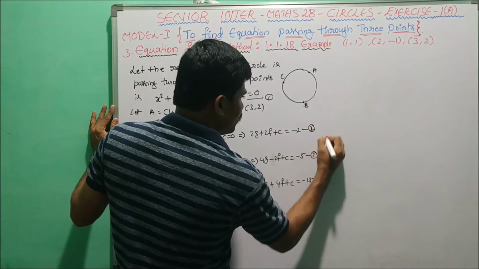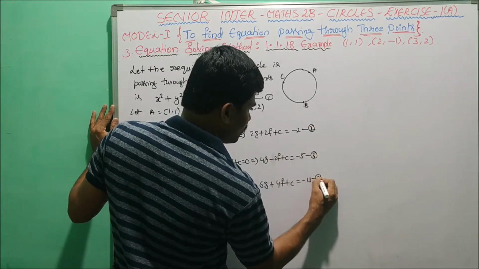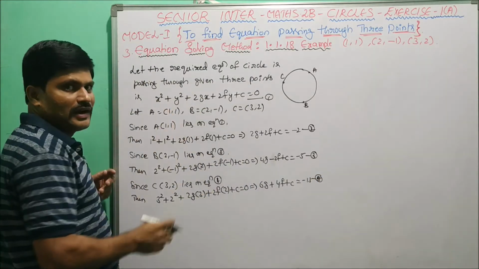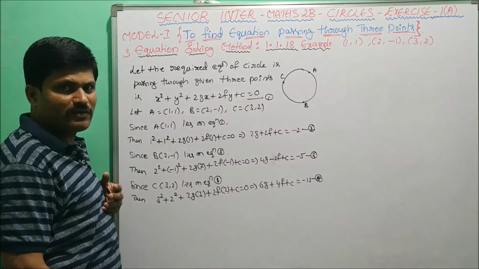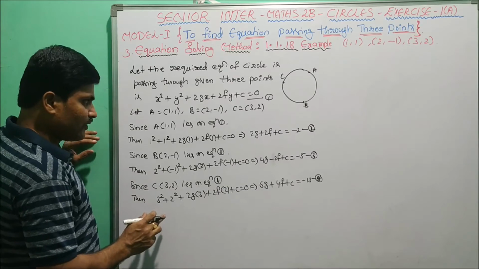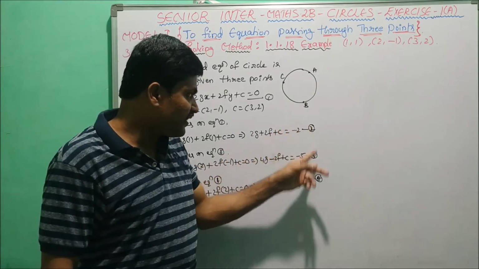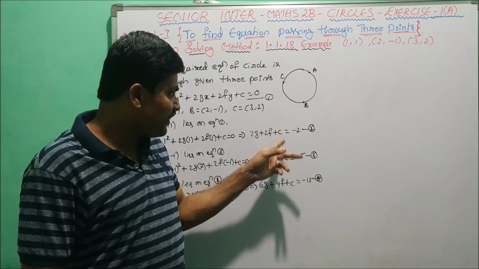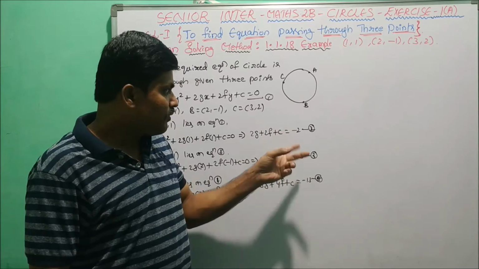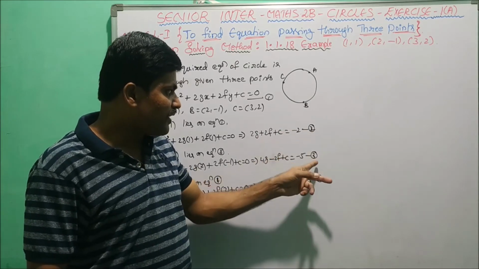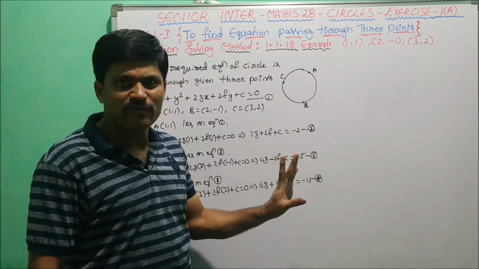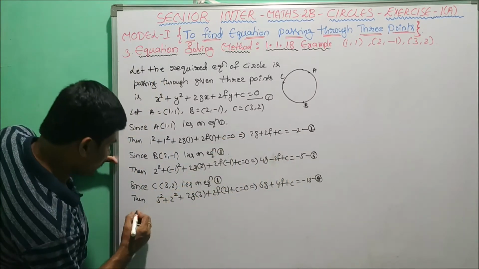So this is 2, this is 3, this is 4. Already let us consider the equation 1 is the general form of the circle. Now here we observe these three equations, the constant c is common. Now here we take 2 minus 3 or 2 minus 4 or 3 minus 4. First we take 2 minus 3.